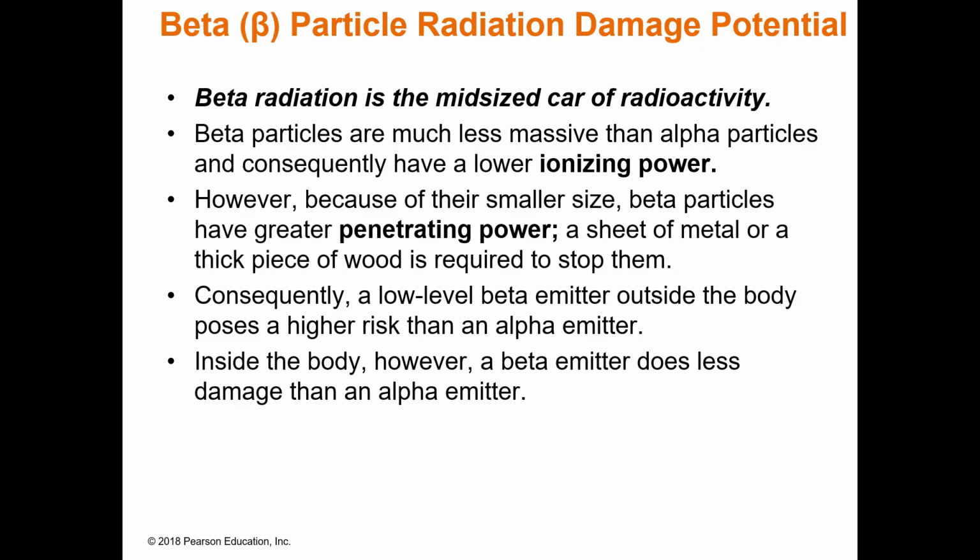NCLEX style tip. If a patient receives treatment with a beta-emitting isotope, appropriate shielding may include acrylic or plastic rather than lead, since beta particles can generate secondary X-rays when they hit metal.